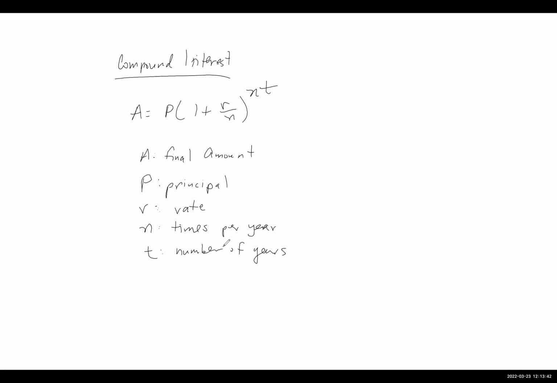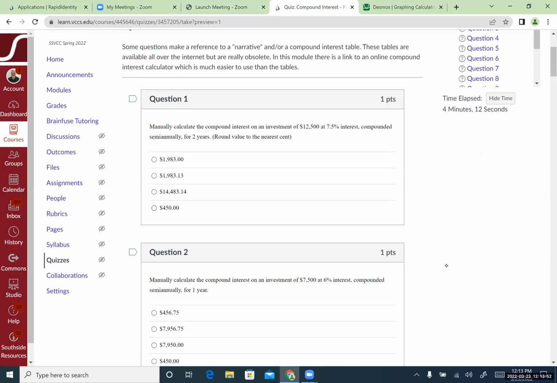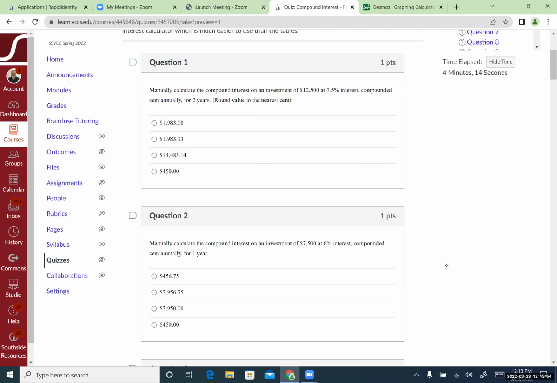Let's get started so we don't go too long. Like I said, there's 15 questions, and I'd like to hit all of them if we can. Here's question number 1. Manually calculate the compound interest on an investment of $12,500 at 7.5%, compounded semi-annually, that's twice a year, for 2 years. So writing that in our formula. Now they just want the interest on this.